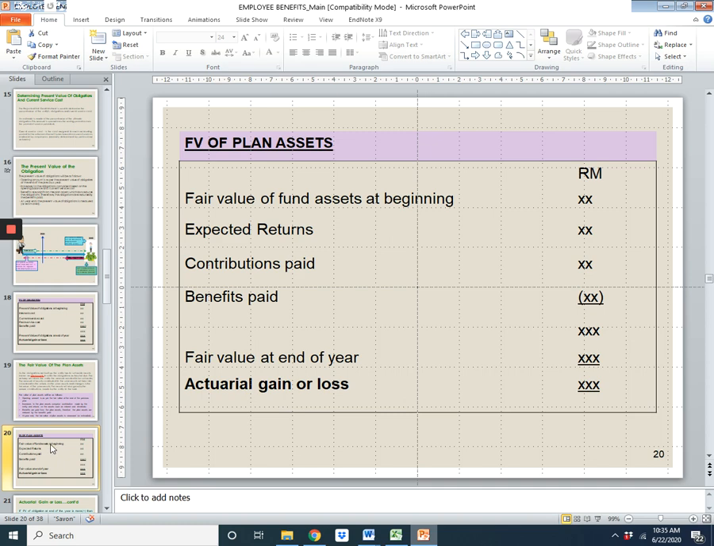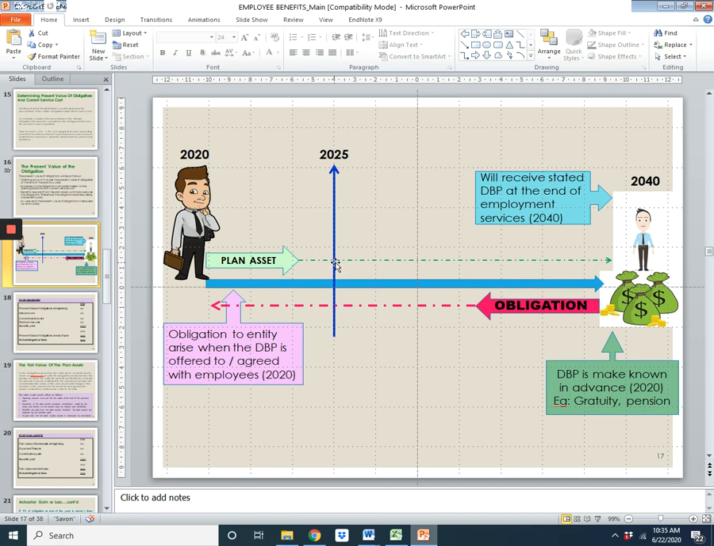Okay, for the plan asset, make sure you don't confuse FV is not future, it's fair value. So what is fair value? Fair value ni harga semasa. Katakanlah plan asset ni kita beli, katakanlah bangunan. Contoh katakanlah sampai 20 tahun, katakanlah seorang pekerja masuk, kita melabur dengan beli bangunan for example. So selepas 20 tahun, kalau kita jual bangunan tu, boleh bayar tak obligation?